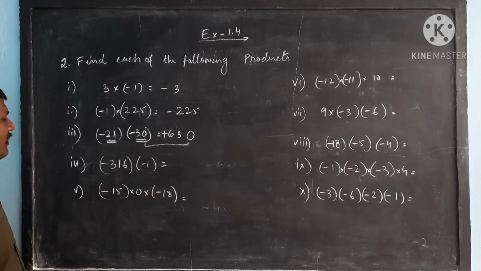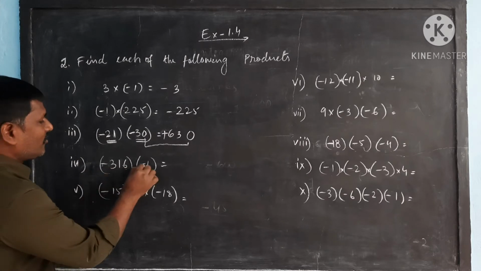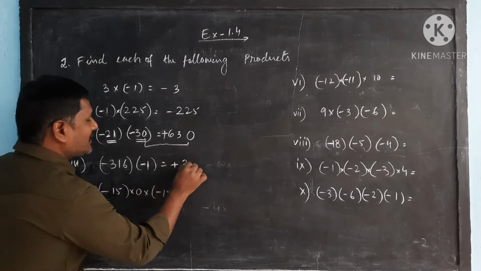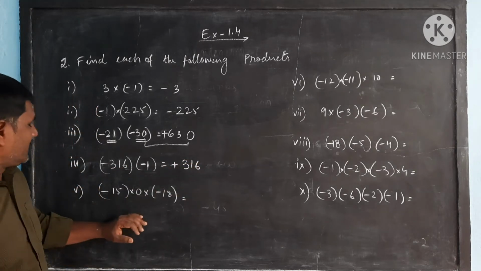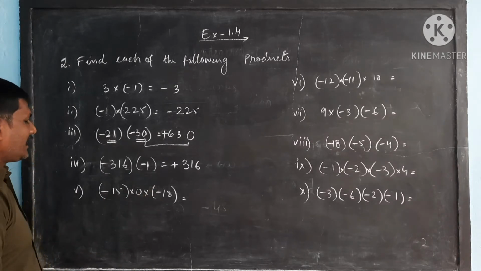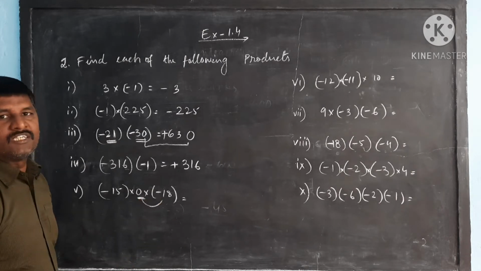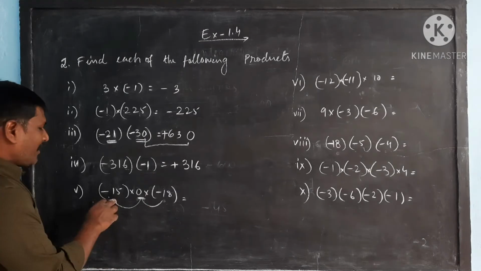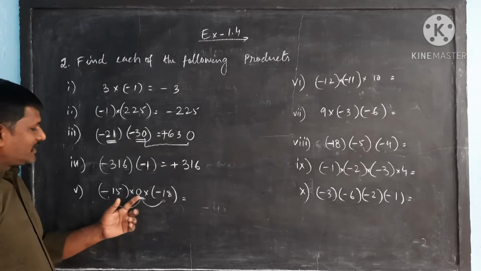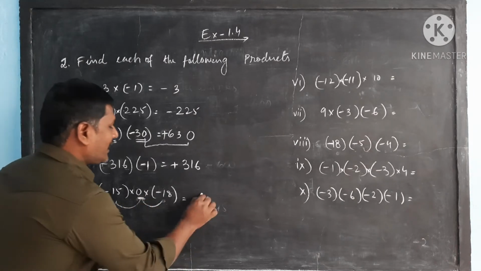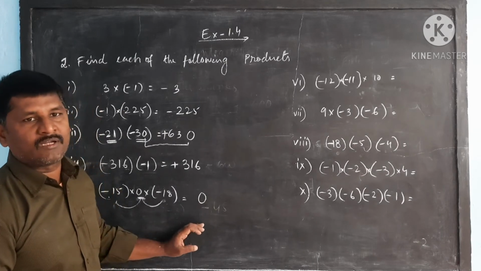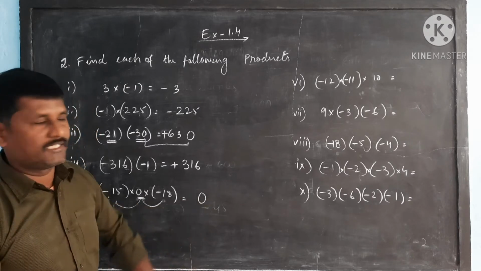Let us see the fourth one: minus 316 into minus 1. As minus into minus you get a plus, 316 ones are 316. Now the fifth one is given: minus 15 into 0 into minus 18. As you know, when 0 is multiplied with any number you get 0. So minus 15 into 0, you know that it is 0, and 0 into minus 18 is also 0. So you can write 0, but 0 doesn't contain any plus or minus because it is a neutral number. You can write simply 0.